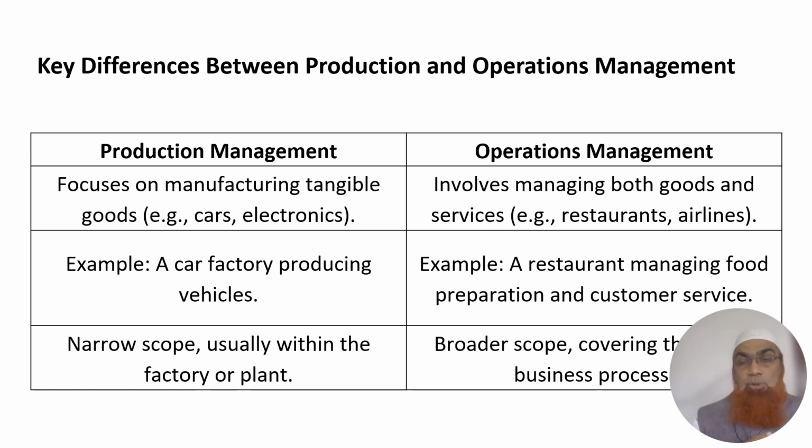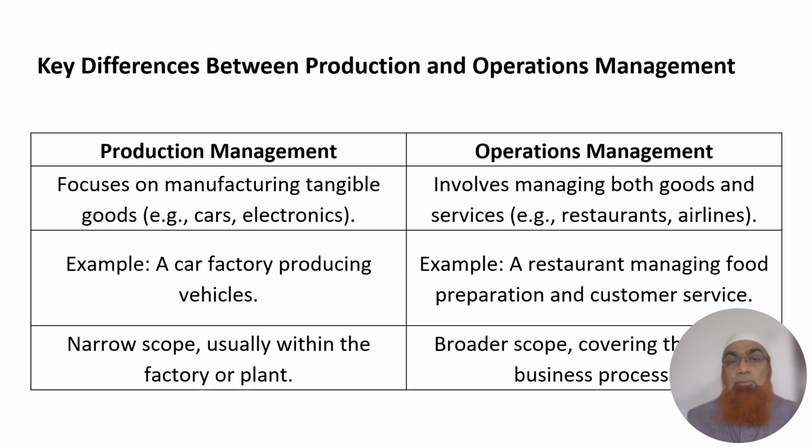Likewise, you can say about restaurants, where food is being cooked and then served. So it's basically a service oriented unit. Overall, it caters to both: making the food available, cooking the food, and then serving it to the people. Likewise, airlines. The airline industry as a whole will include operations management, whereas manufacturing of airlines may go under production. So overall, production management is a subset of operations management. Operations management covers the wider spectrum, and under that production management is a part.